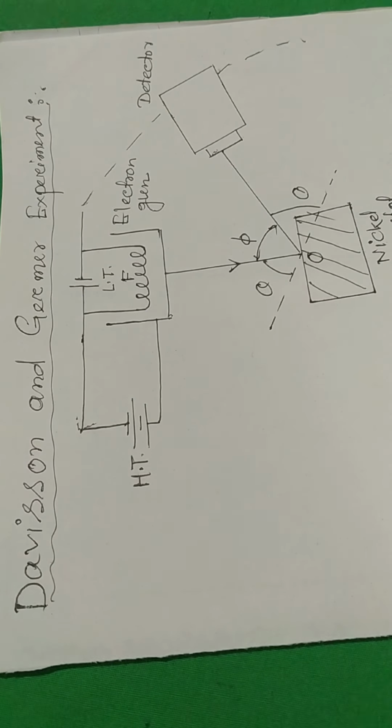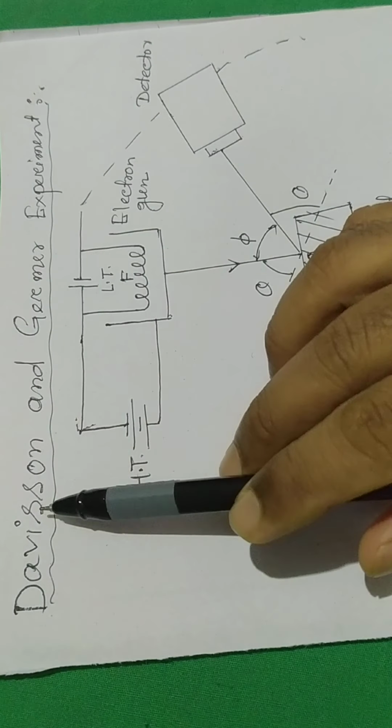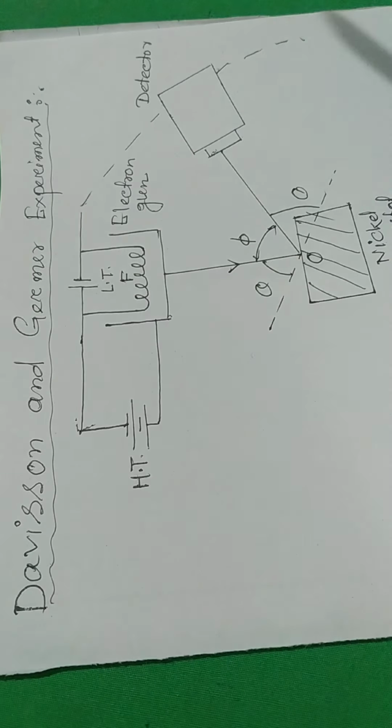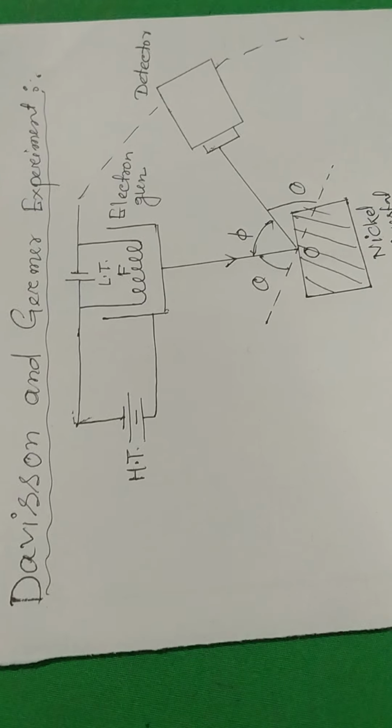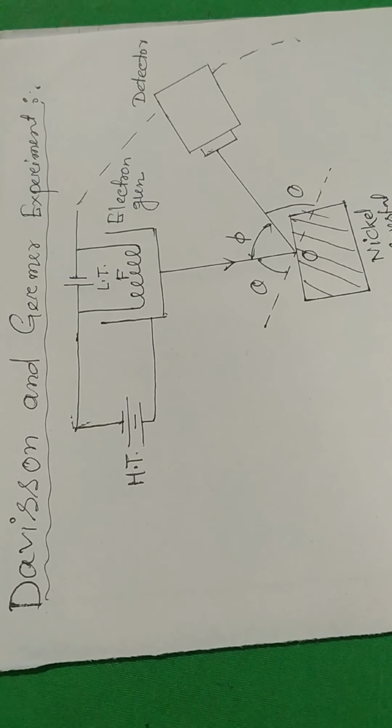Hello student, today I am going to discuss the Davisson and Germer experiment. Davisson and Germer performed an experiment in 1927 to study the wave nature of electrons. They used the diffraction effects of electron radiation scattered by crystals.